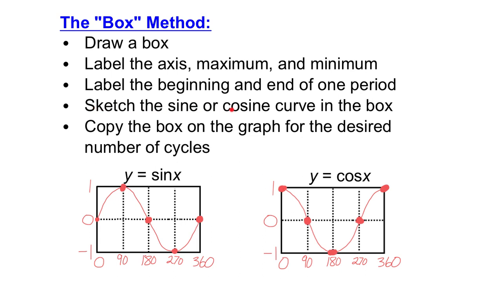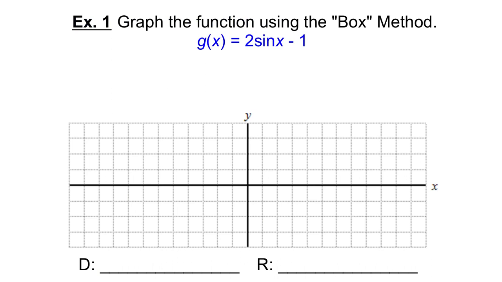So once you've sketched your curve in the box, then you can start actually making a graph. You've figured out where these key points are with all their x and y values, so you can plot those more easily on a graph to make an accurate graph. And you can just copy the box for the desired number of cycles. So I'm going to walk you through this first example. We're going to graph the function using the box method that I explained earlier.